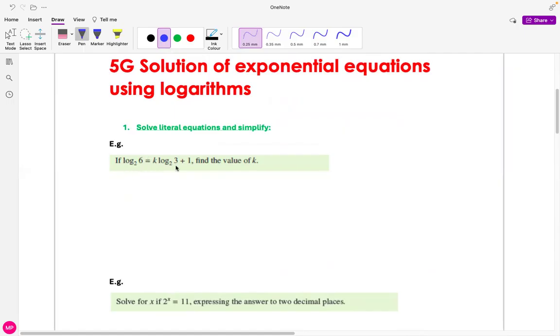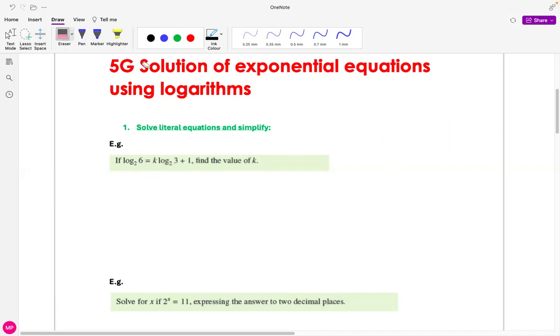Sometimes they give you something that looks complicated, but they just ask you to find k here. As you can see, log 2 of 3 is just a number. It's a constant that I don't know, and log 2 of 6 is a constant. So what we do is just solve it normally. Just imagine if you have 8 equals k times 4 plus 1. To solve for k, you just need to move everything over. So it's a similar idea like this.